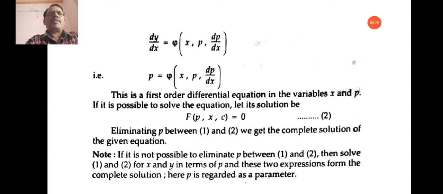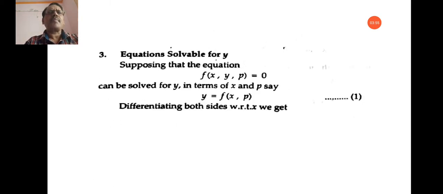If it is possible to solve the equation, let its solution be f of p comma x comma c is equal to 0, and eliminate p between 1 and 2, we get the complete solution of the given equation. So this is the method of solving first order and higher degree equations by the method of soluble for y. First we have to express the given equation in terms of x and p.